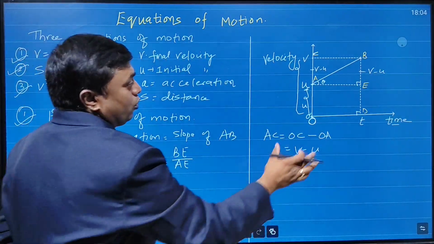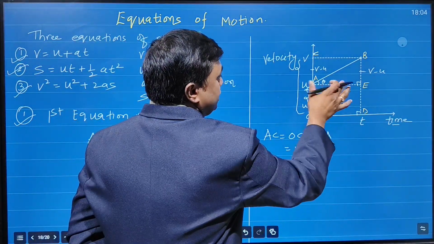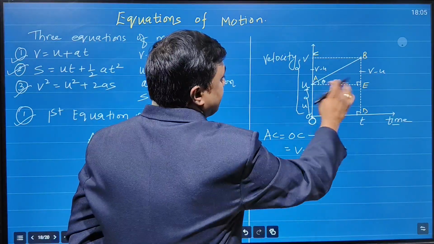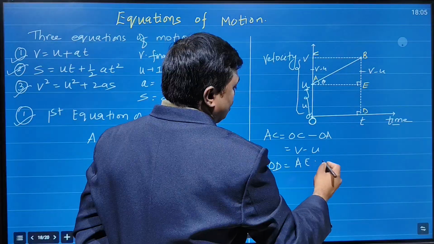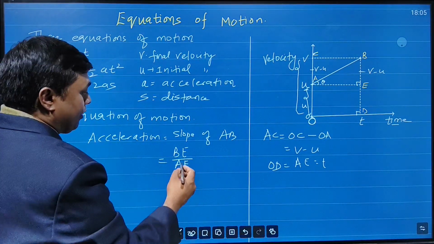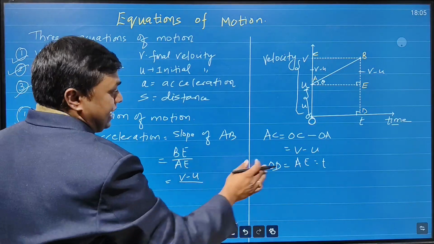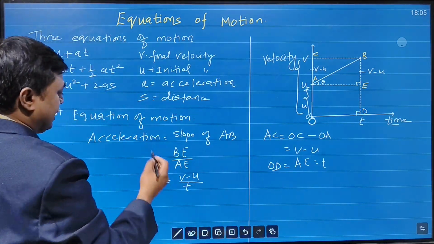Am I clear? Now, this distance is t, so OD is equal to AE, which is equal to t. So just substitute the values. BE is nothing but v minus u and AE is nothing but t. So this is the acceleration.